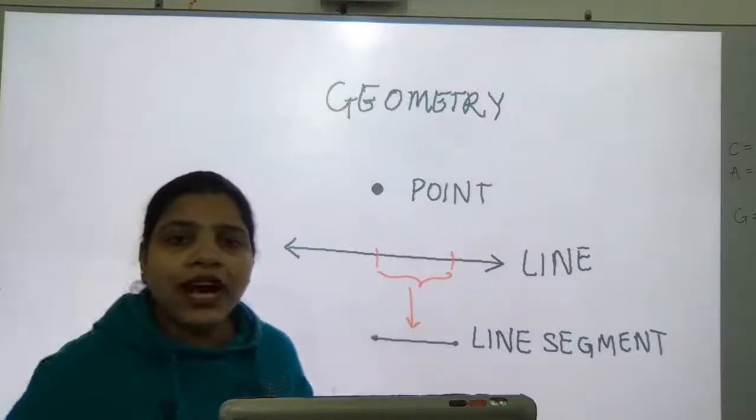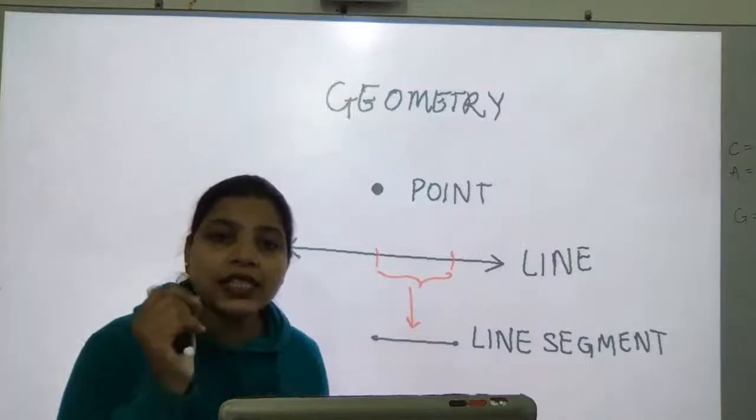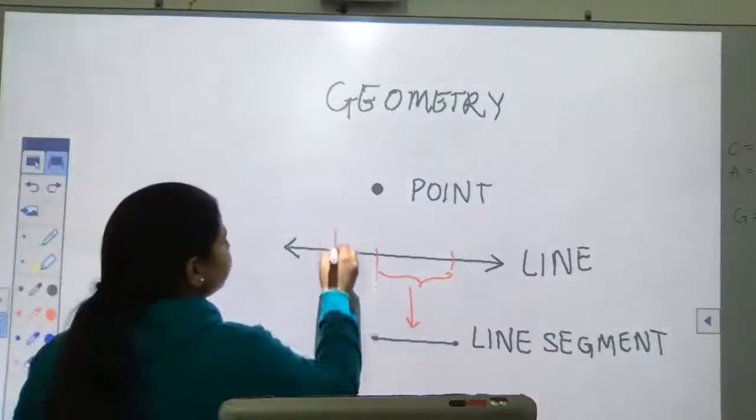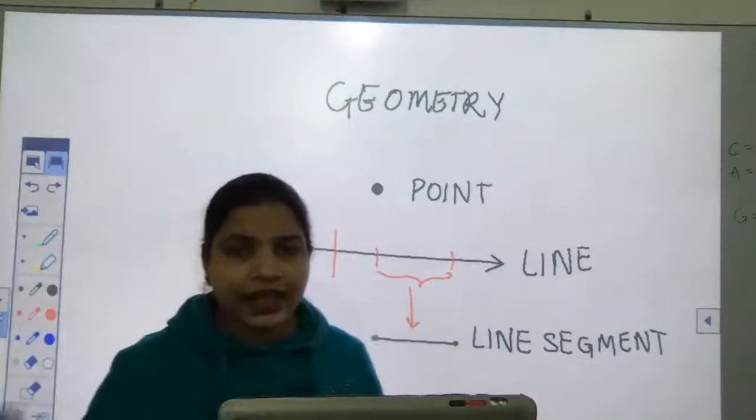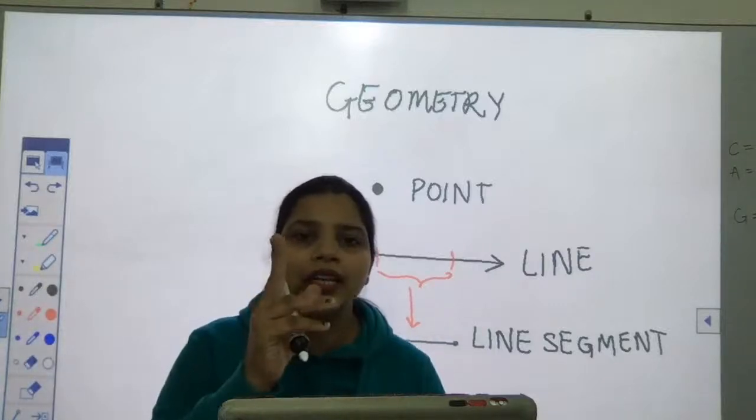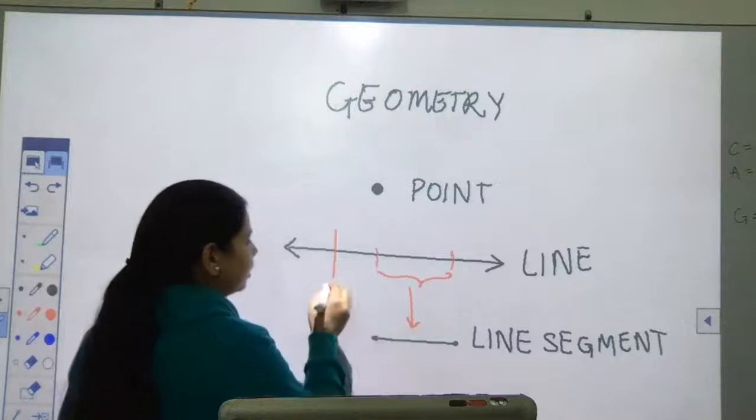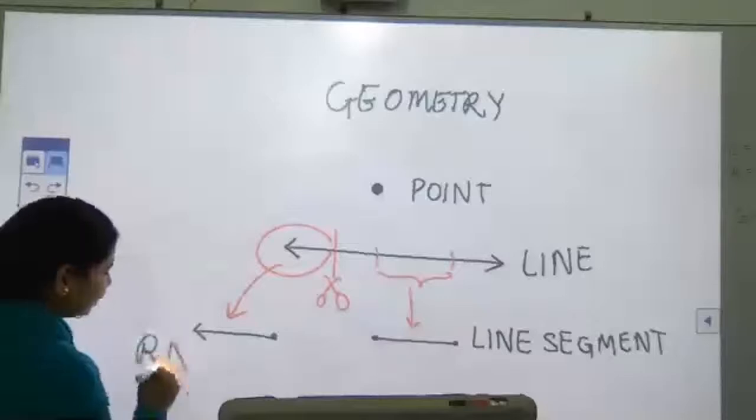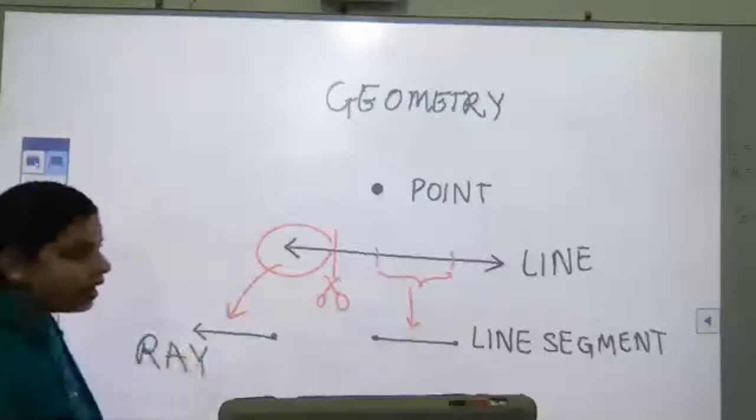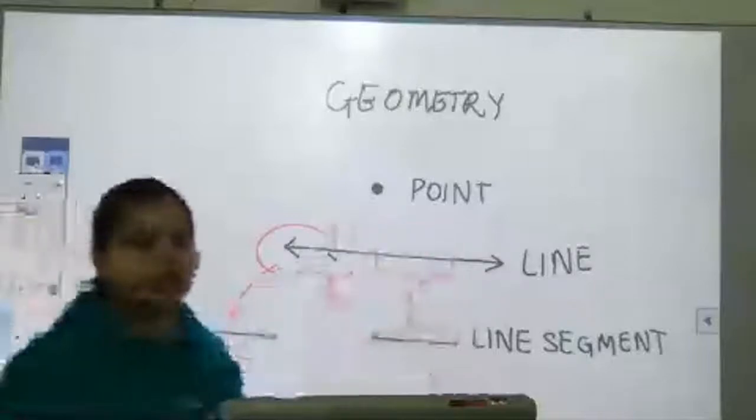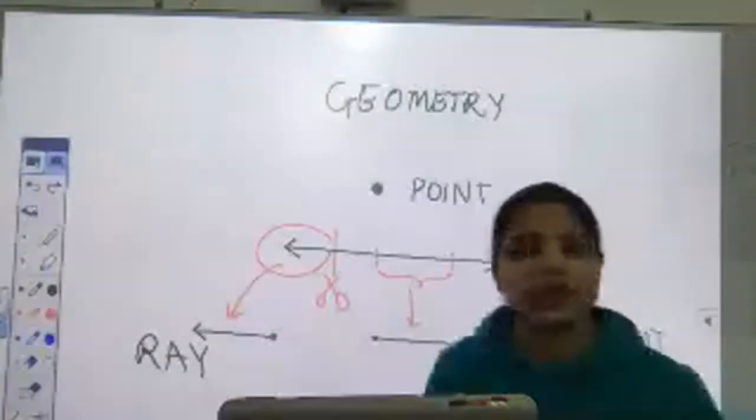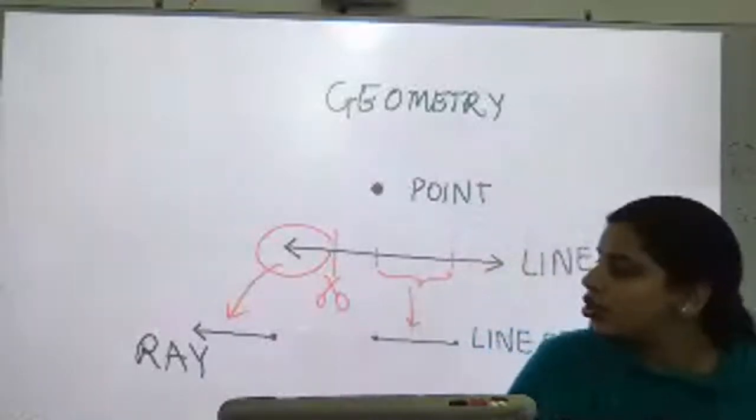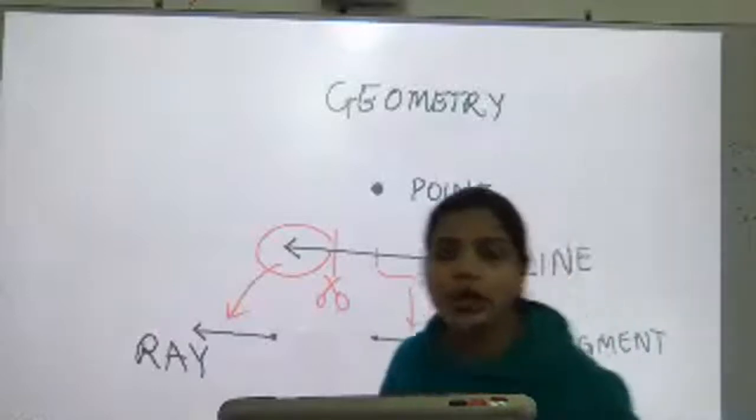Now, if I split this line from any single point, cutting out a part is different than splitting. Splitting means just cut from a single point. Just cut here. And it has a different name, it's called a ray. Ray, line segment, and point. So these are very basic terms we must know when we are studying geometry, right? So a point is nothing but a dot on a plane.